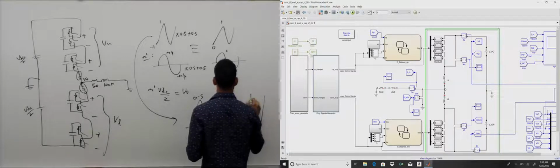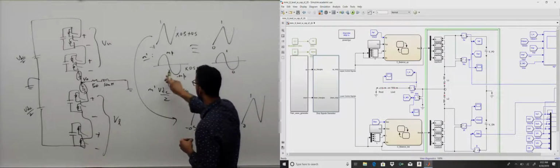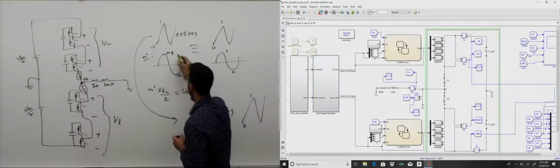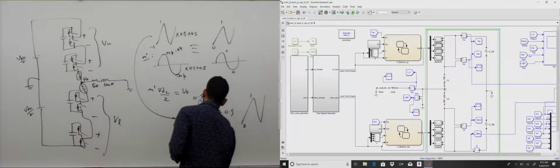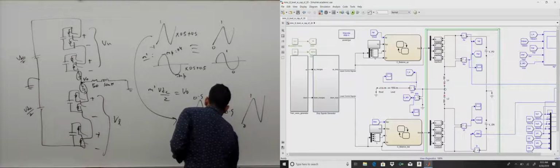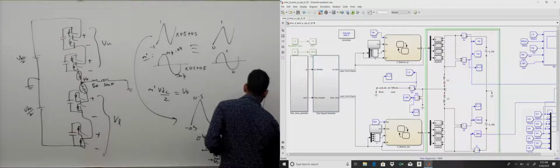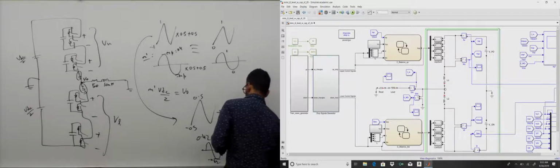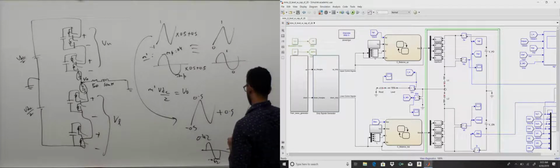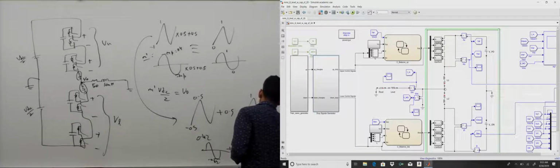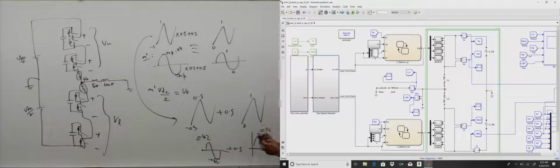Yeah, that I understand. And then similarly, if this has a peak of say 0.84, and I multiply by 0.5, I get 0.42 to minus 0.42, and I add 0.5, I get 0.92 to plus 0.08. So then I compare this with this.